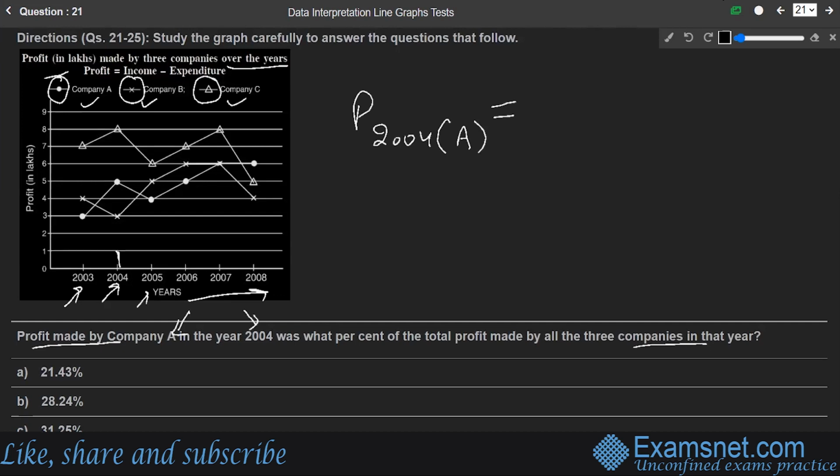So A is represented by the filled circle. Let us see, the filled circle in 2004 is the value 5. The units are in lakh rupees. So 5 lakh is the profit earned by company A in 2004.